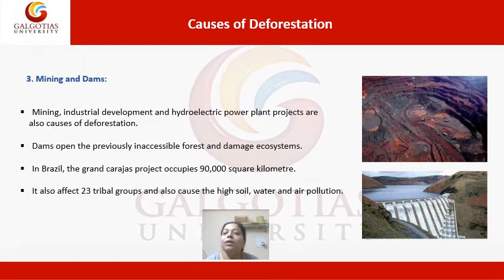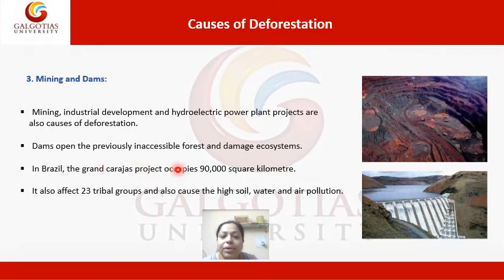Now people will require to build dams in certain places, and they will also need free land for mining. Now if they require free land for mining, then it is but obvious that they will try to clear off whatever is above the surface. So they will chop off the trees, which will result in deforestation. So mining, industrial development, and hydroelectric power plant projects are also causes of deforestation.